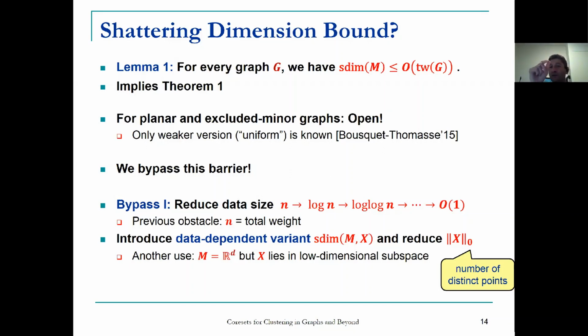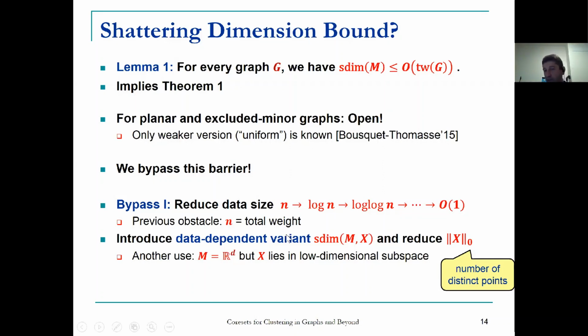So now instead of going from n to log n, this is really measuring the number of distinct points. The number of distinct points can go from n to log n to log log n, and so on. Okay, that's the approach. The total weight will stay n throughout, but the number of distinct points will satisfy this sort of iterative reduction.